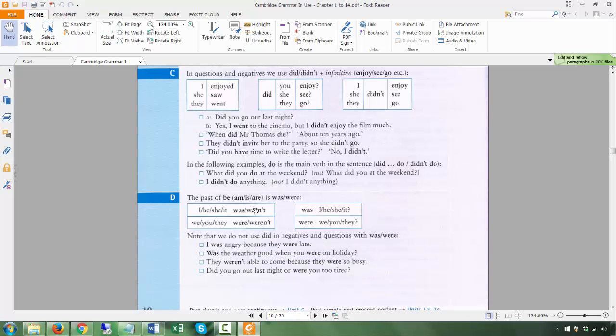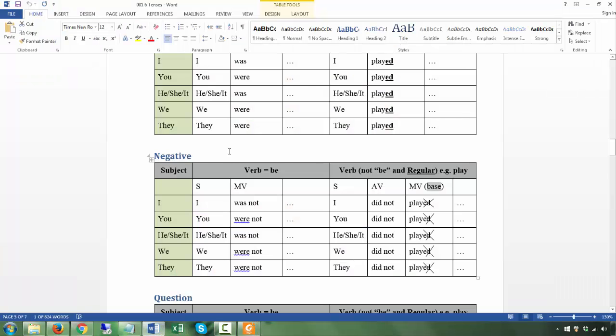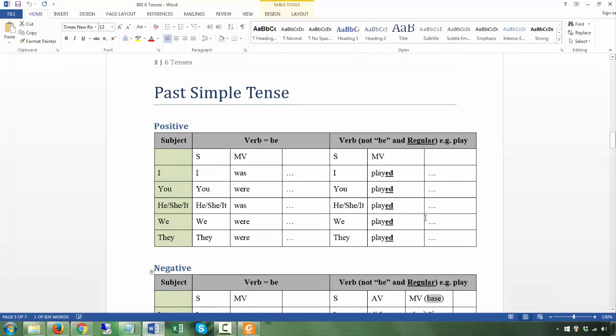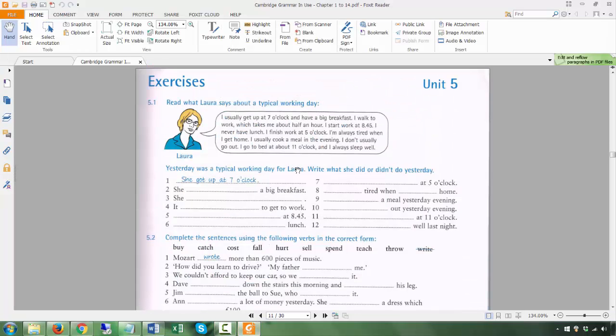And then they give you the be, because you see the way they give you this table and this table is different because be is special. Okay, that's why I separate be and other verbs. Okay, so 5.1, go through this.